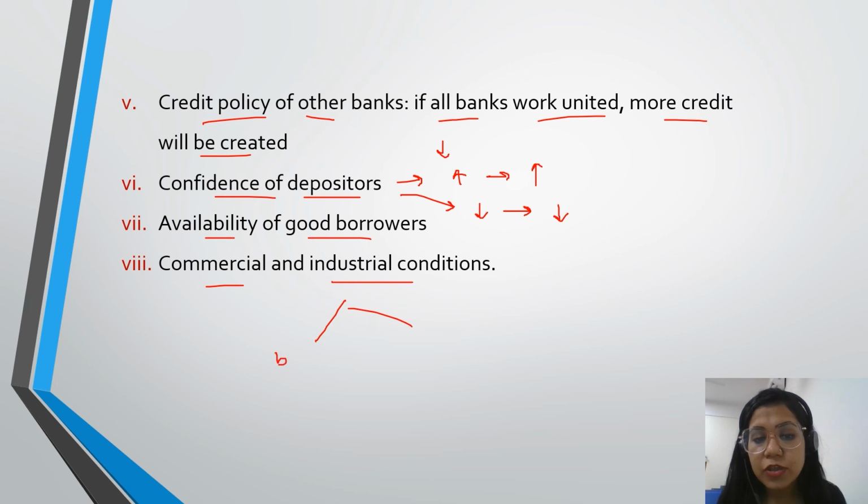Eighth one was the commercial and the industrial conditions, where we had talked about two situations. One was boom and another was recession. When there is boom, more loans will be given, more people will be willing to take loans and credit creation capacity will increase. But when there is recession, less loans will be given and fewer people will be willing to take loans, so the credit creation capacity will decrease. So with this, we are done with this unit.